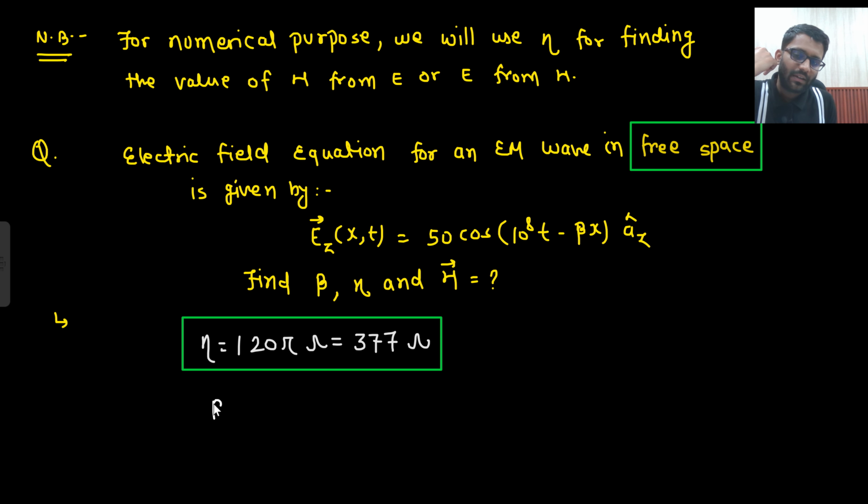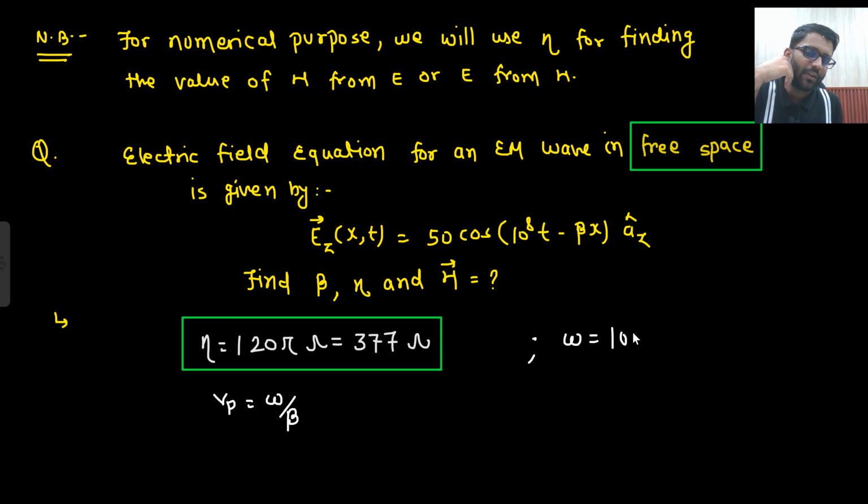What is the value of beta? From here beta I cannot get, right? But one thing I know: Vp equals omega by beta. This is something that I know, right? Vp equals omega by beta. Do you know the value of omega? Yes. Cos omega t. So omega is 10 to the power 8 radian per meter. Radian per meter, sorry. Radian per second, really sorry. It is radian per second, not radian per meter. Really sorry for the error.